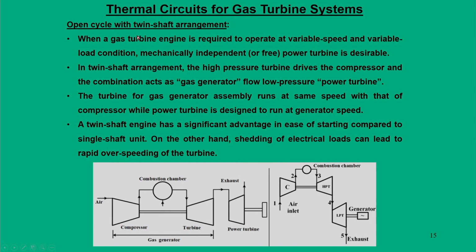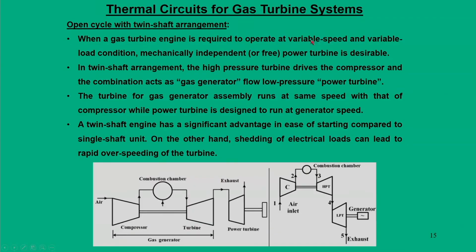Then there is also some situation where we require a twin shaft arrangement. In a twin shaft arrangement, there are some situations where it is required to operate at variable speed and variable load conditions. That means the gas turbine unit should be operated in variable load and variable speed conditions, because that is the requirement in such cases.